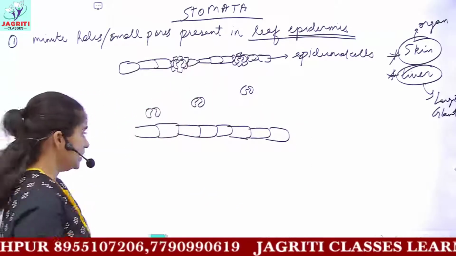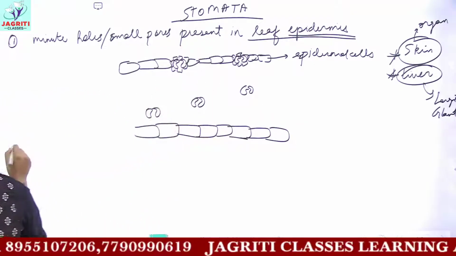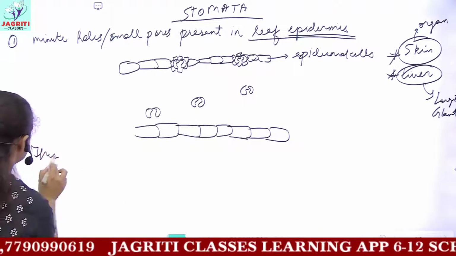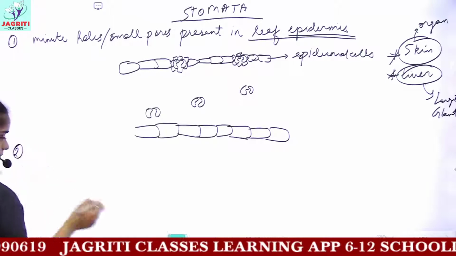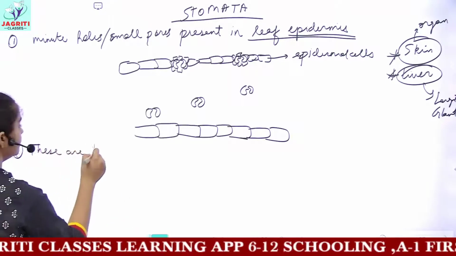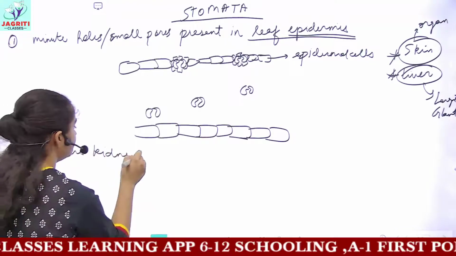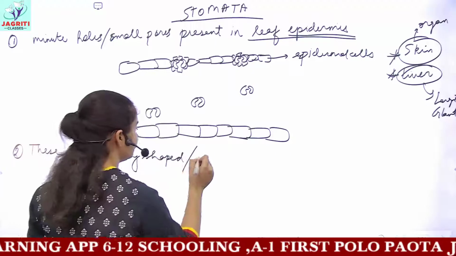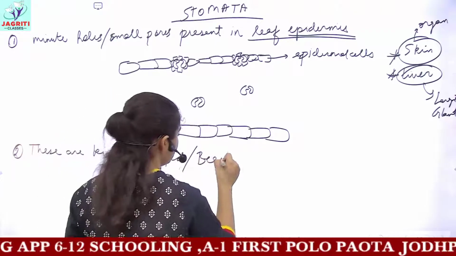Okay? Now we'll deal with stomata. So the next point would be, these stomata are kidney-shaped structures, or you can also refer to them as bean-shaped.